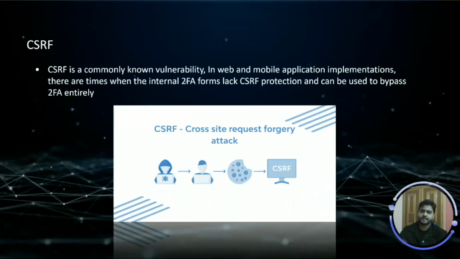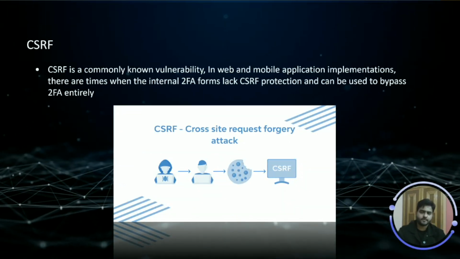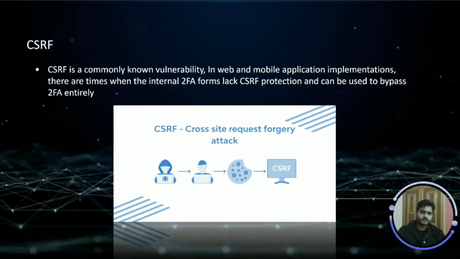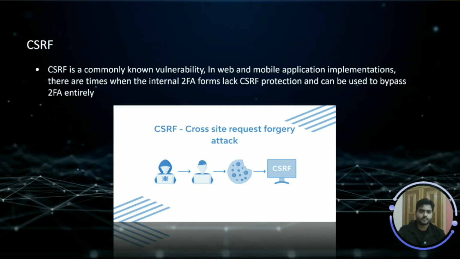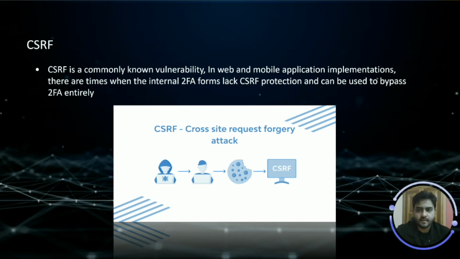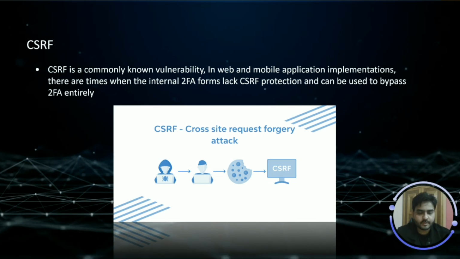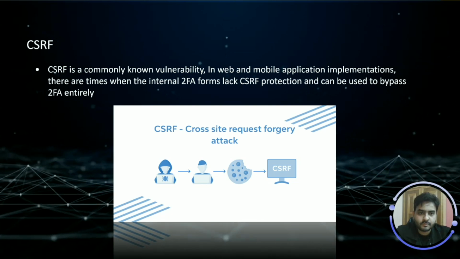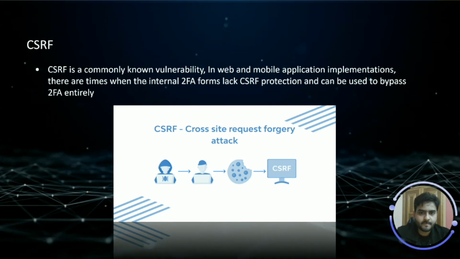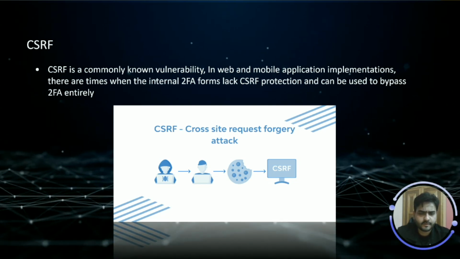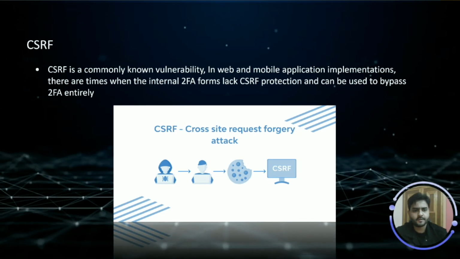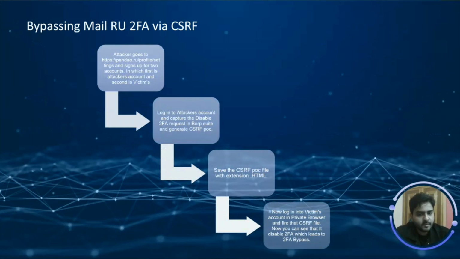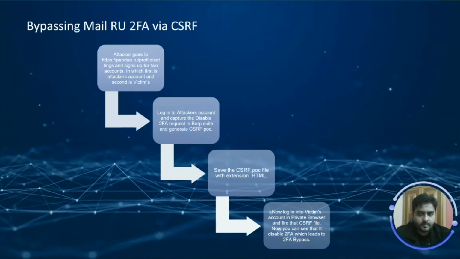So let's move ahead. Let's look at CSRF. We know what CSRF is. It's basically cross-site request forgery, in which an attacker forces a victim to click on a link that is internal and that is not visually visible to the victim itself. This form of attack is very popular in 2FA bypasses because it can be used to disable 2FA.